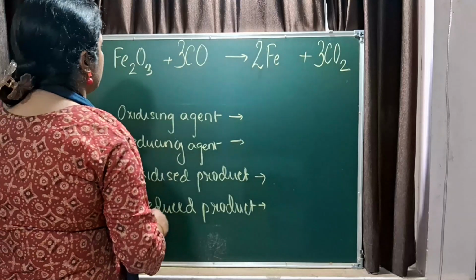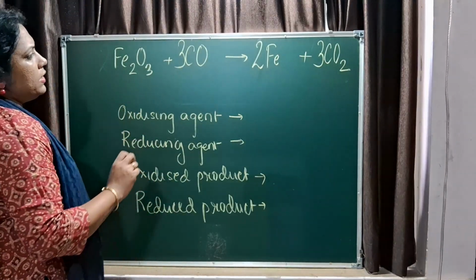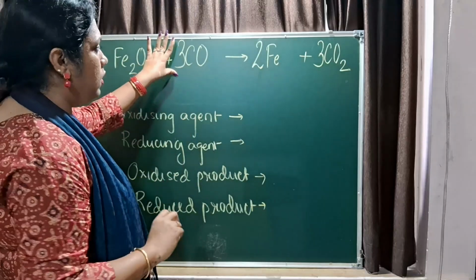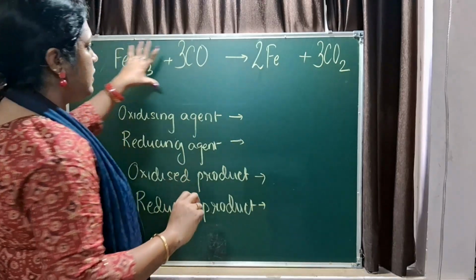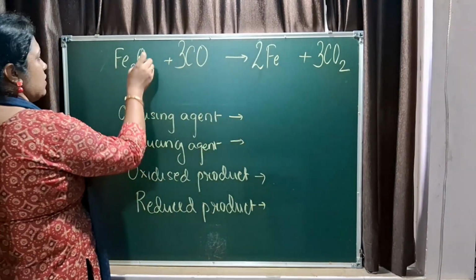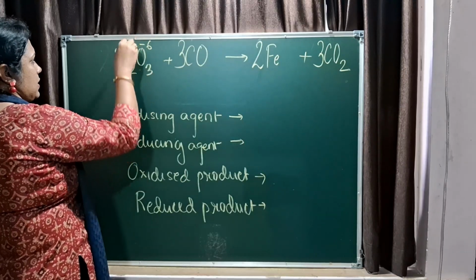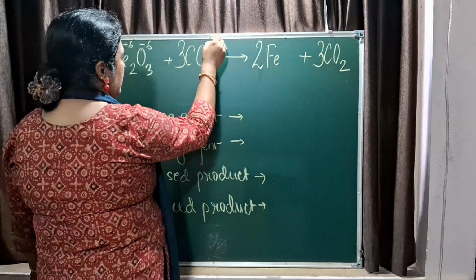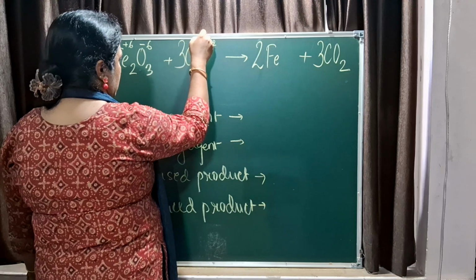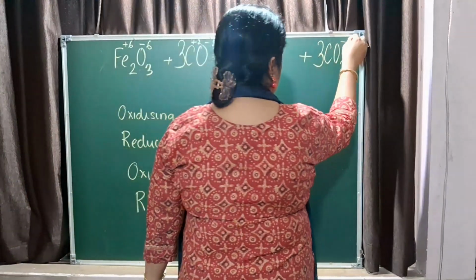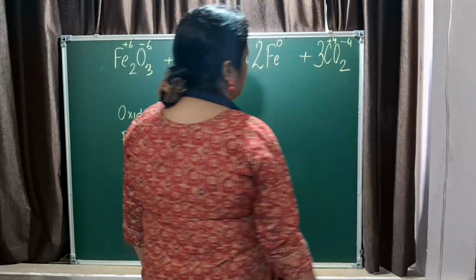Now here, which one is getting oxidized? Now children, let us consider, you can either take the 3 molecules or we will take 1 molecule, the answer will be the same. Let us take only 1 molecule each. Oxygen minus 2, 3 atoms will give you minus 6, so here plus 6. Here minus 2, plus 2, 0. Here minus 4, plus 4, correct?